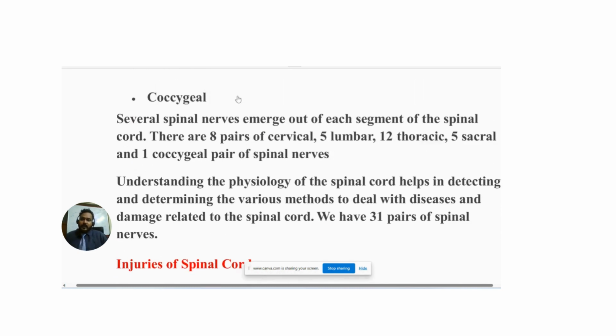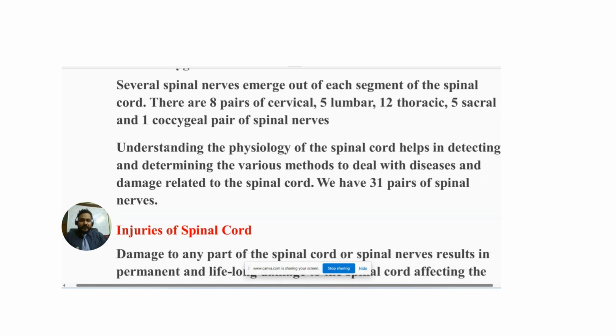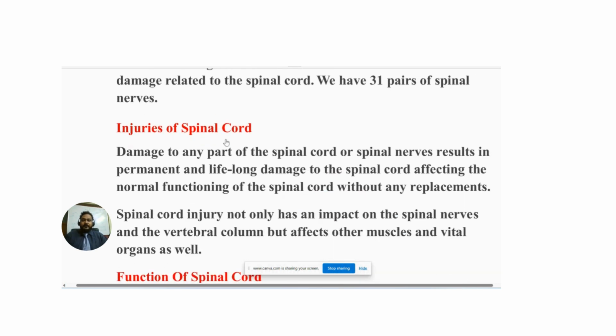Several spinal nerves emerge out of each segment of the spinal cord. There are 8 pairs of cervical, 5 lumbar, 12 thoracic, 5 sacral, and 1 coccygeal pair of spinal nerves. Actually, understanding the physiology of the spinal cord helps in detecting and determining the various methods to deal with disease and damage related to the spinal cord. We have 31 pairs of spinal nerves.